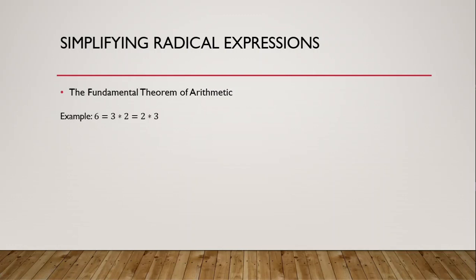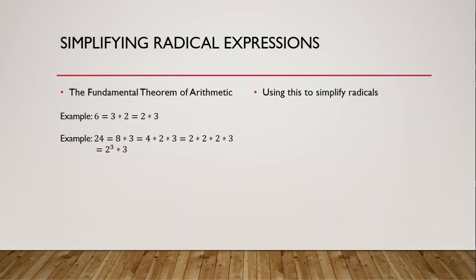It doesn't work. Another example would be 24, which we can break down into prime numbers. 24 is 8 times 3, which is 4 times 2 times 3, which is 2 times 2 times 2 times 3. And we can simplify that into 2 cubed, because there were 3 of them, times 3. And that's how we would represent 24 as a product of prime integers.